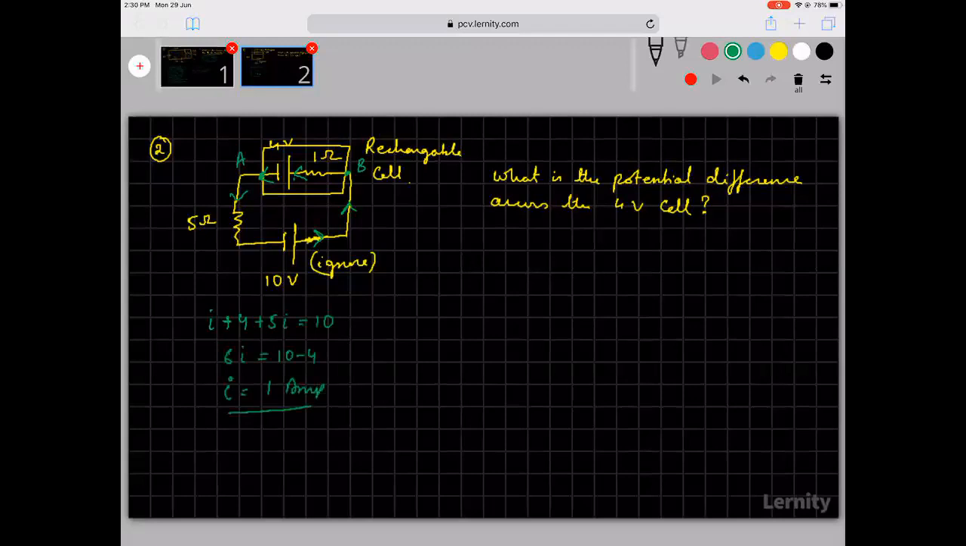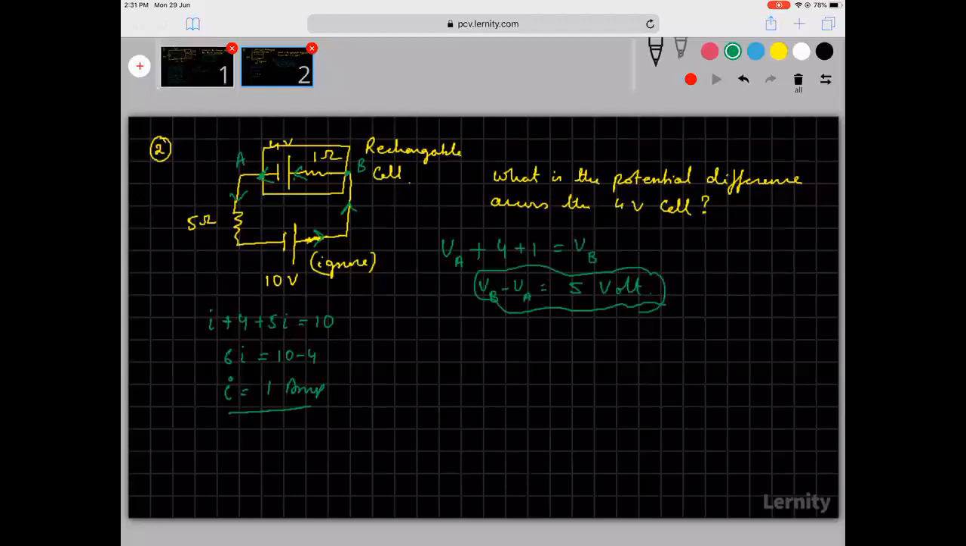So if I is equal to 1 ampere, now the question is, what is the potential drop across the cell? Let me find out. I'll have VA. I'm going this way, VA, then I am gaining, so I will add 4, and against the current, which is 1 ampere, I am going to gain again, plus 1, is equal to VB. So VB minus VA will become equal to 5 volts. So the question was, what is the potential difference across the cell? The potential difference across the 4-volt cell is VB minus VA, which is equal to 5 volts.